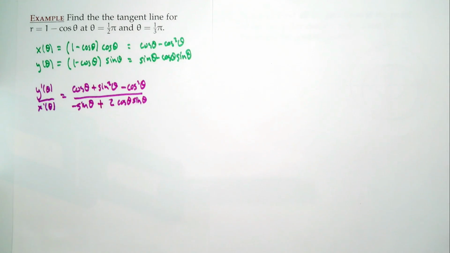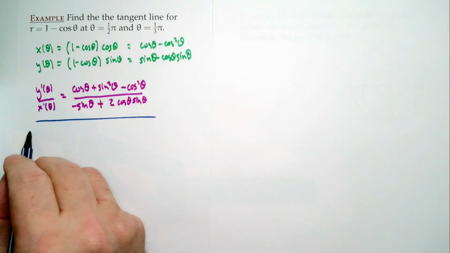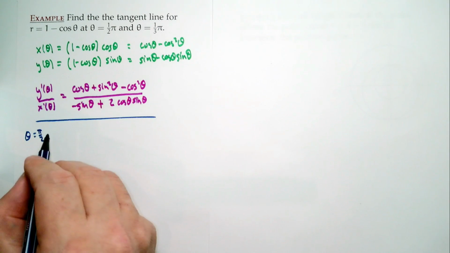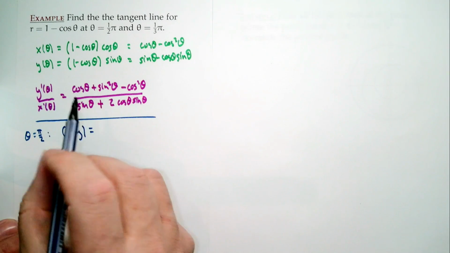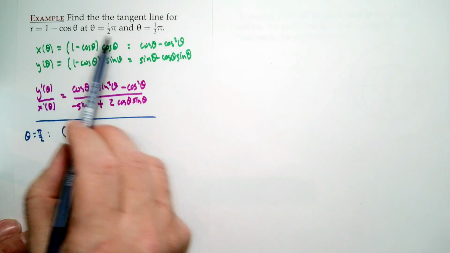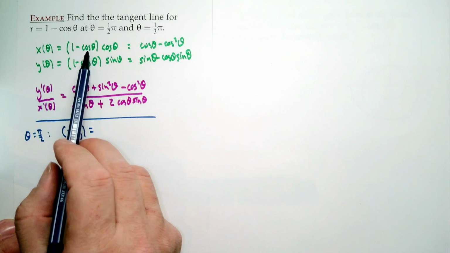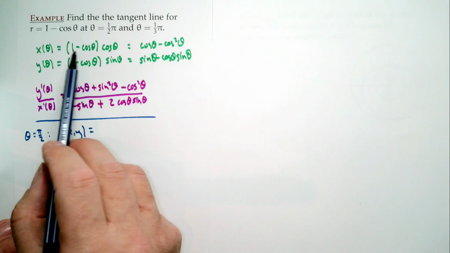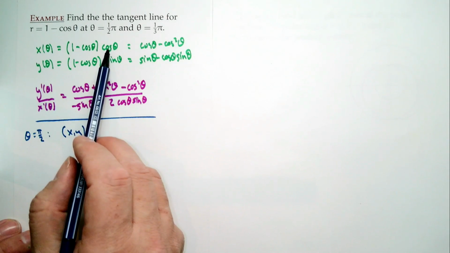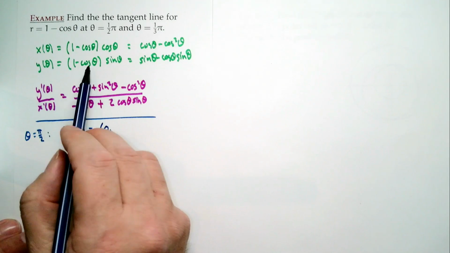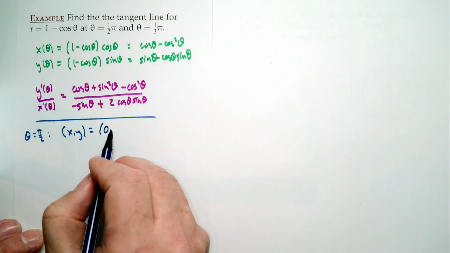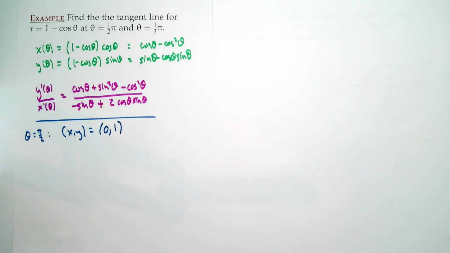All right. So now we have our formula to get our slopes. So let's start with these lines. First, theta equals pi over 2. Let's talk about our point x comma y. We plug in pi over 2 into here. 1 minus cosine pi over 2, it's 1 times cosine pi over 2, 0. So our x-coordinate is 0. 1 minus cosine pi over 2 is still 1. Sine of pi over 2? 1. So our point is at 0, comma 1.